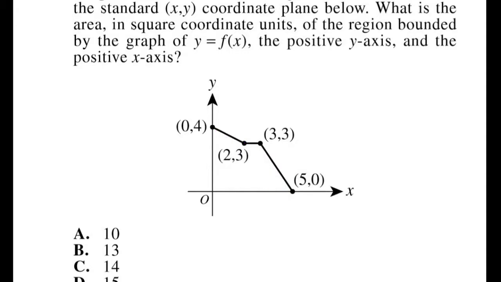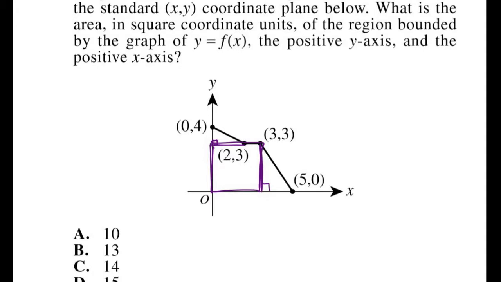Well, we can break this into shapes that we know how to find the area of. So if we were to make a line right here, to make this a right triangle, we could find the area of a right triangle. We can also turn this into a right triangle. We can find that area as well. And then we are left with this shape, which is a square.